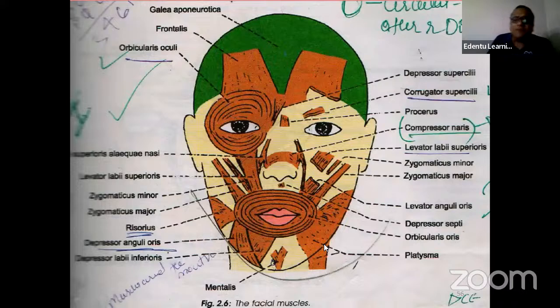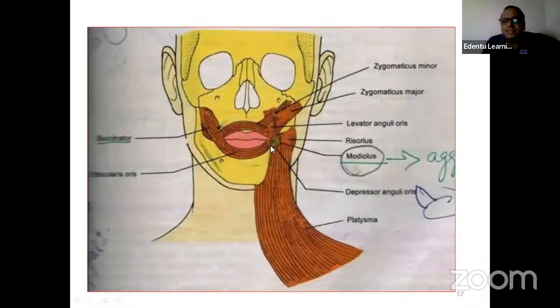So this is the diagram which is there in your books. You should know it. Now, around the eye, around the nose, around the mouth, so many names will be there. We will decode them very fast. And then you see here, this is a place where I am pinpointing. This aggregation of 8 muscles is called modiolus. Please remember this. This can be a short answer.